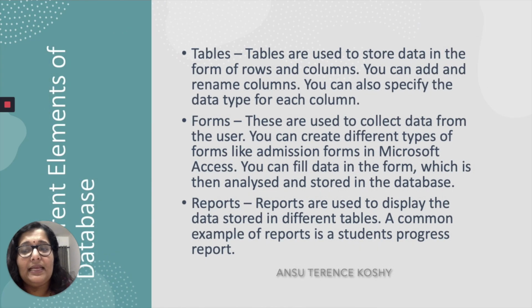The different elements of a database. We are going to talk about different things that are there in a database. The first thing is tables. Tables are used to store data in the form of rows and columns. You can add and rename columns. You can also specify the data type for each column. That is, your data is always stored in the form of tables.